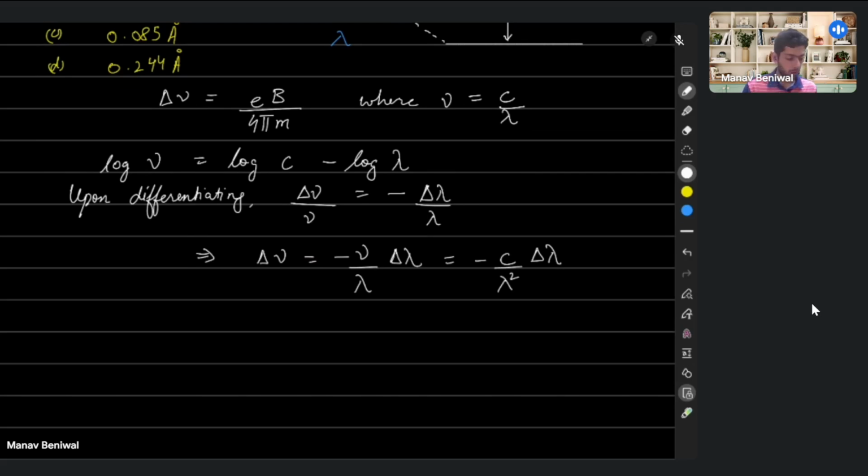Okay, so now if we substitute this value of delta nu in the first equation, we will get delta lambda, only the magnitude, so we can forget about the negative sign because we are taking the difference. Okay, so delta lambda will become e B lambda squared upon 4 pi m c.